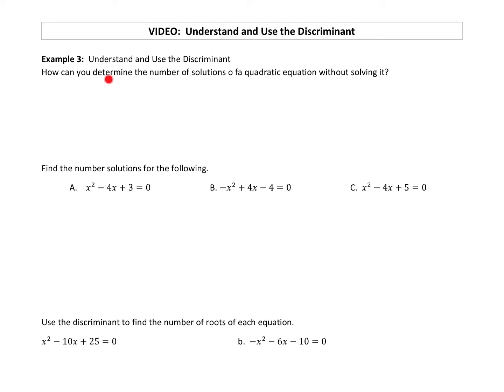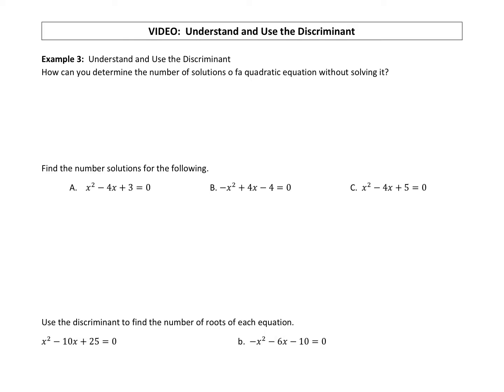Example 3: how can you determine the number of solutions of a quadratic equation without solving it? This question is different. They're not asking us to find what the solutions actually are, but just how many solutions you have. A quadratic equation can have two solutions. We found a bunch of those already. It's possible to have one solution or to have no real solutions.